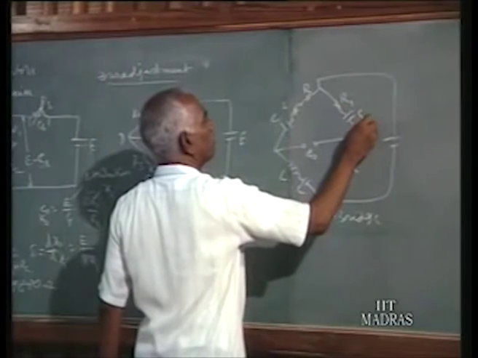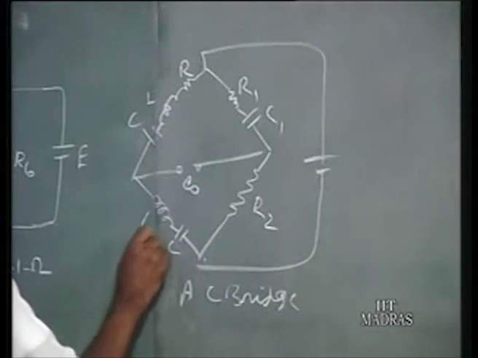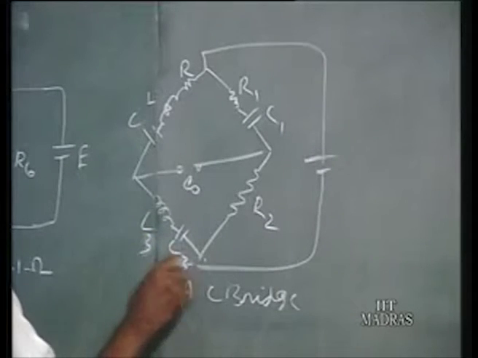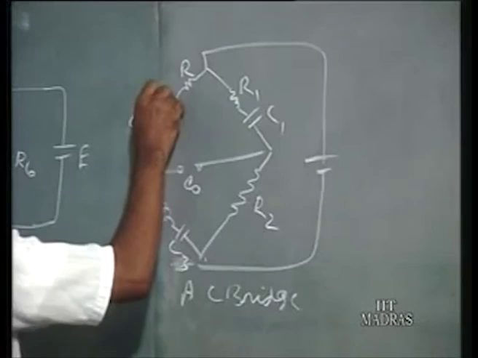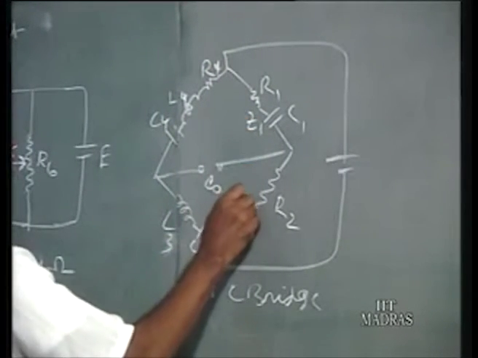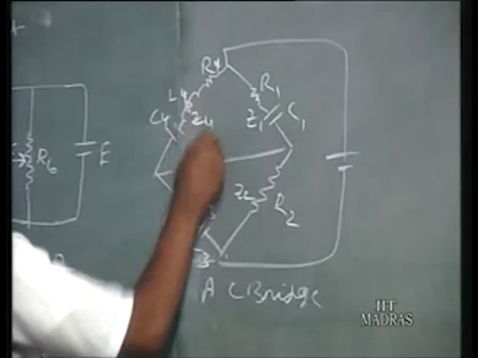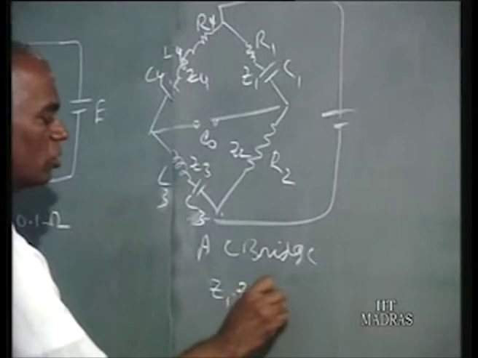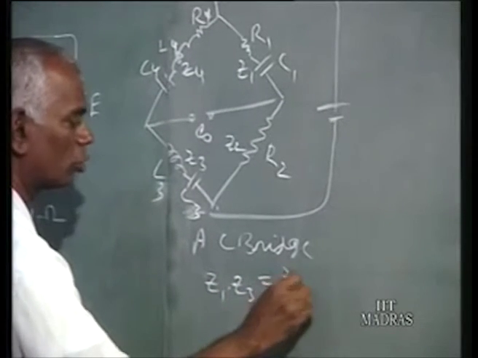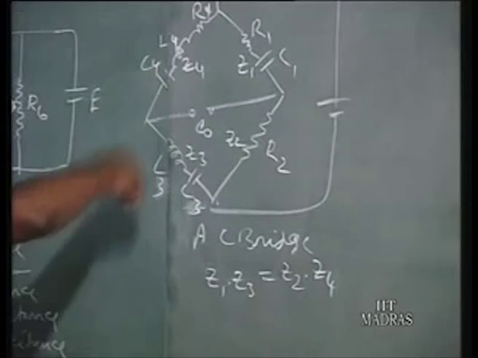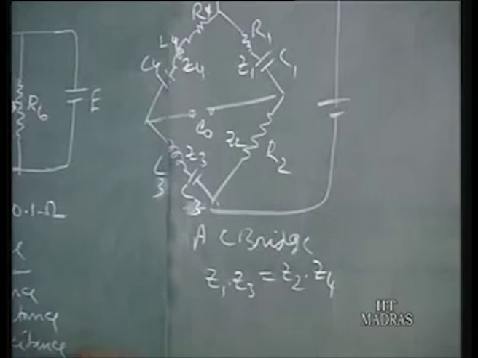Now if you call the arms R1, C1, R2, L2, C2, R2, L3 for the third arm, and C4, L4, R4, then each one is made up of impedances Z1, Z2, Z3, Z4. Then the product of opposite arms Z1 into Z3 is equal to Z2 into Z4. Instead of the ratio of adjacent arms as for the DC bridge, here it is the product of opposite arms.